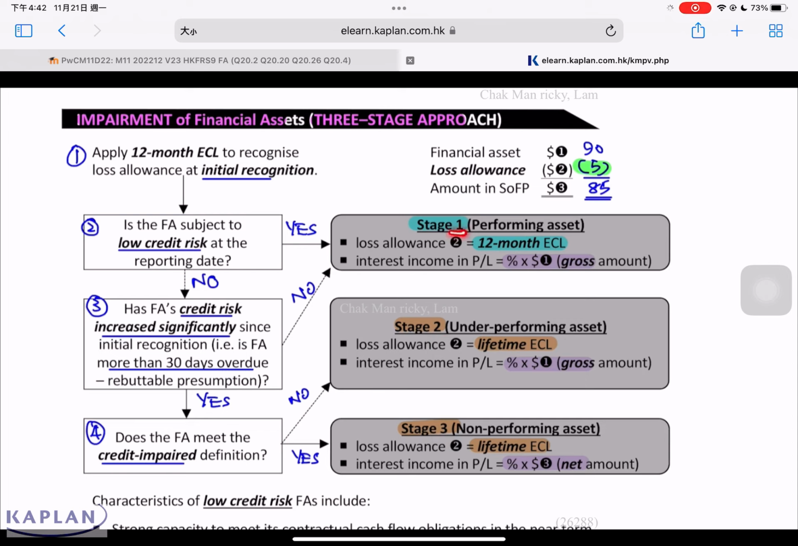For Stage 1, the impairment allowance is based on the 12 months expected credit losses. For Stage 2 and Stage 3, the impairment allowance is based on the lifetime expected credit losses. Although they call this lifetime, the amount will not be the same, because for Stage 3 assets, the lifetime expected credit losses will be higher than the Stage 2 lifetime expected credit losses. And what's the difference between Stage 2 and Stage 3? Both are based on lifetime expected credit losses. For Stage 2, the interest income is based on gross. For Stage 3, the interest income is based on net.